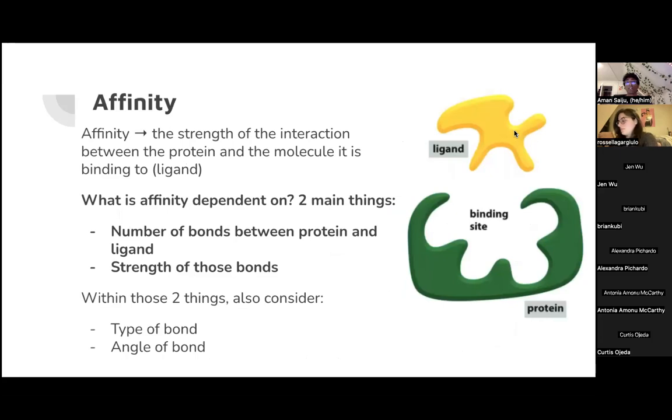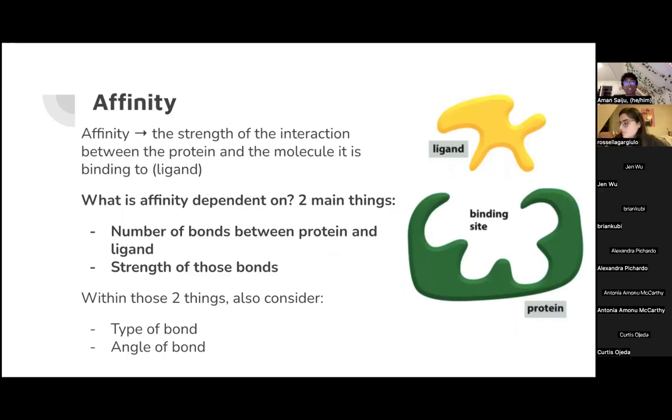All right. The next thing I want to talk about is affinity. So this is affinity between the ligand and the protein. Affinity is a term for the strength of the interaction. So the greater the affinity of the protein for the ligand, the stronger that protein is going to latch onto and hold on to that ligand.